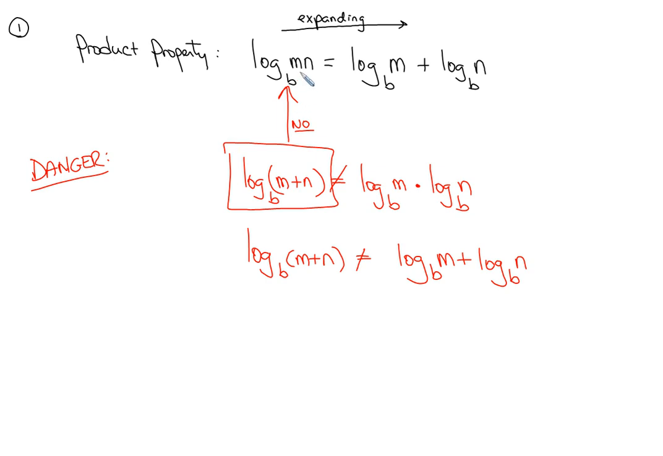So 1 log with multiplication inside becomes 2 logs with addition between them. That's all it does going forward. And we'll talk about what it does going backwards tomorrow, because properties, if you remember from geometry, go forward and backward. We're only dealing with the forward direction today. Okay, questions on the product property?